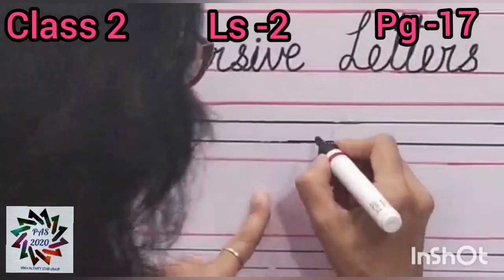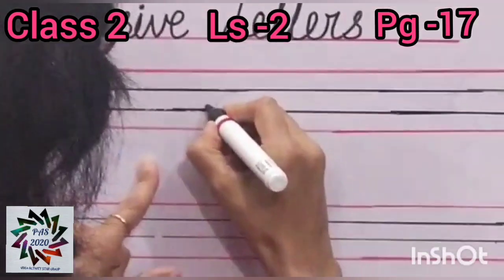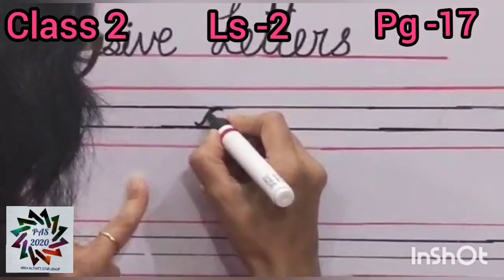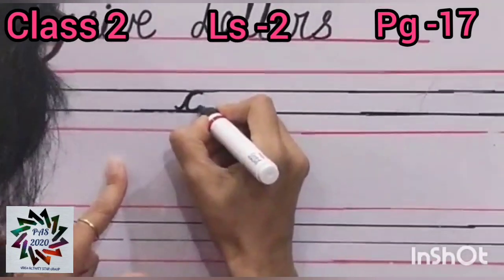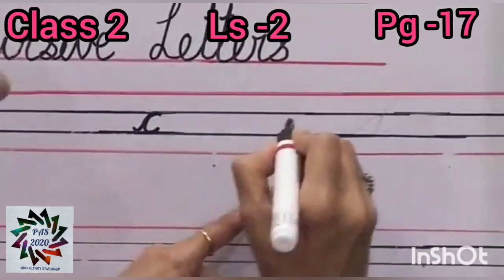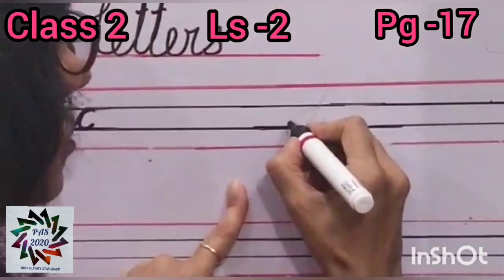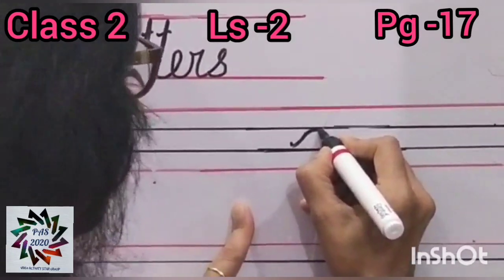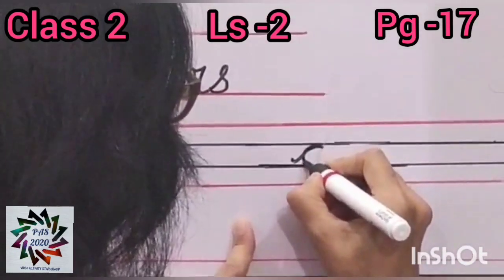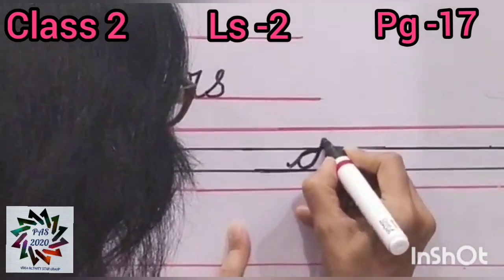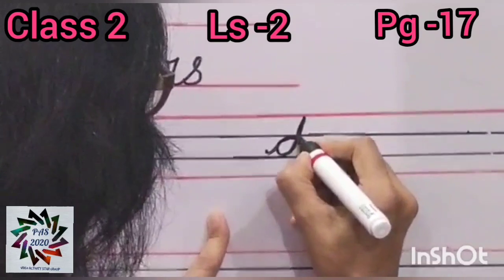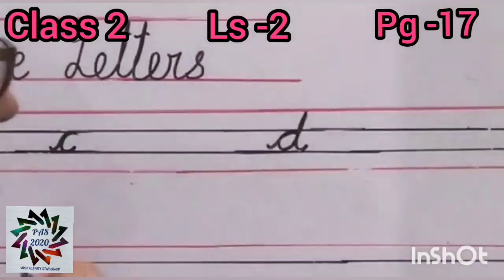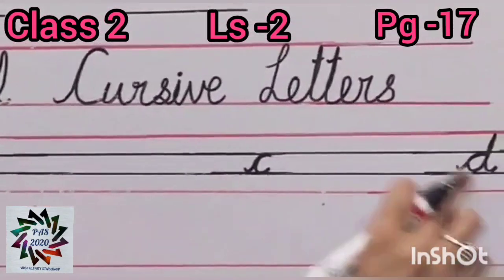Letter C now, start from the third line, touch the second line, come back on the third line, make a curve. Now letter D, start from the third line, make a curve till second line, then come on the first line, come down at the third line and end with the stop. So A, B, C, D, these are four letters.